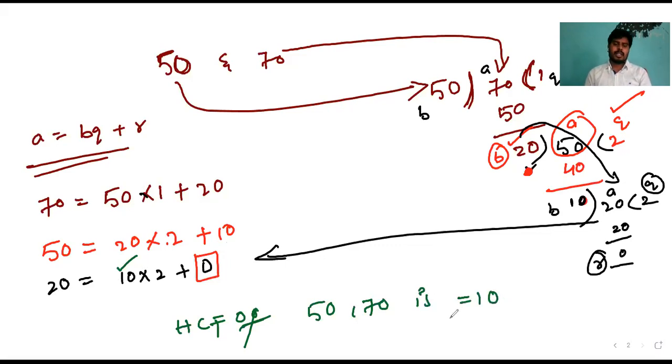So why are we taking this 10 as the HCF, the highest common factor? Because here we got remainder 0. So we didn't take 20 or 50 as the HCF. Why are we taking only 10? In the case of divisor 10 only, we got remainder 0, right? So where we get the remainder 0, there we stop the procedure. That particular divisor is called the HCF.